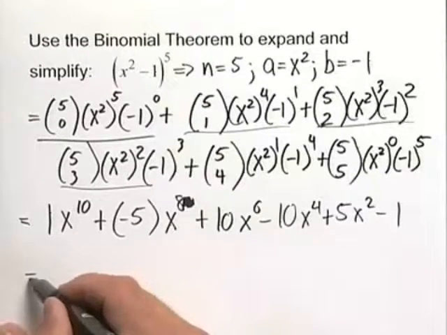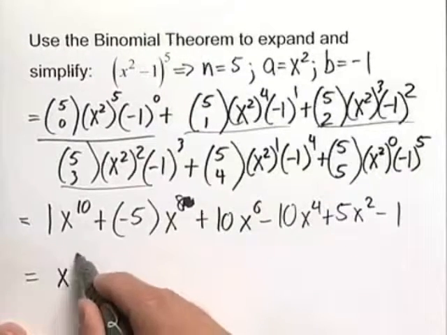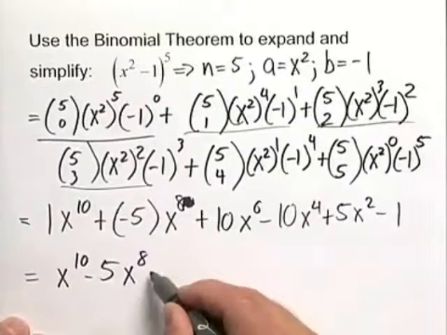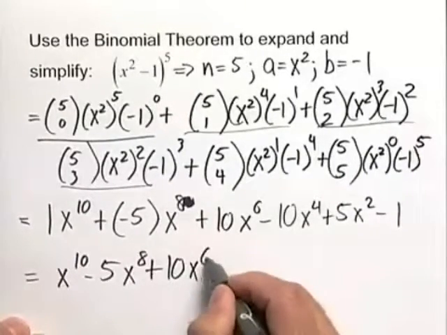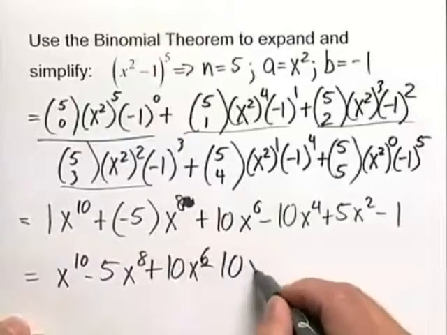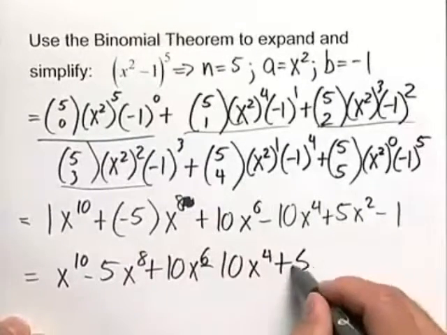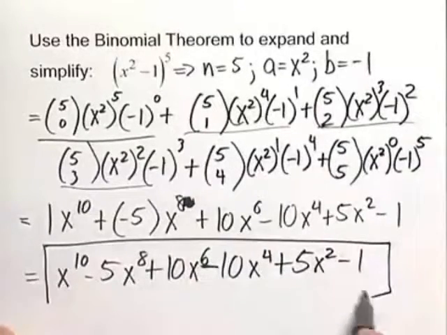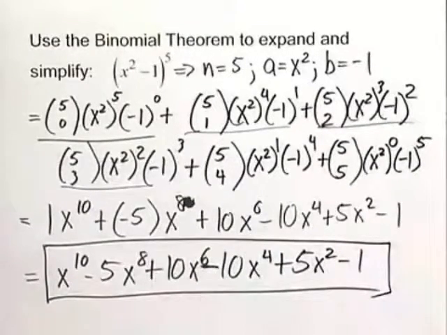So let's tie this all together, clean it up. We're going to end up with x to the 10th minus 5 x to the 8th plus 10 x to the 6th minus 10 x to the fourth plus 5 x squared minus 1, and we've got it. We've expanded this. And this is much more enjoyable than foiling this out 5 times.